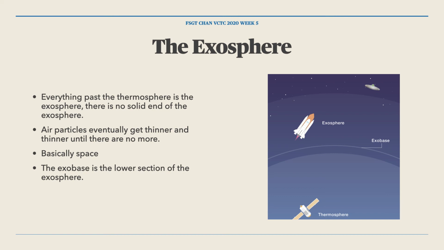I don't remember the word, but I think you understand what I'm trying to say. It has air particles until the point where there are no particles. So it's basically space at that point. And another term is the exobase, which is the lower section of the exosphere. I'm not exactly sure why it's defined, but that is definitely one of the places with more air particles in the exosphere.